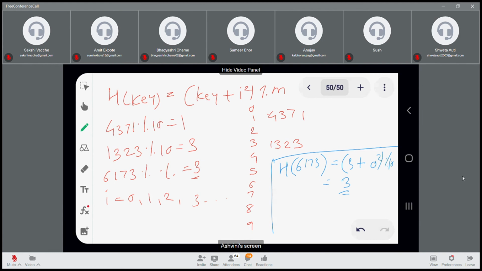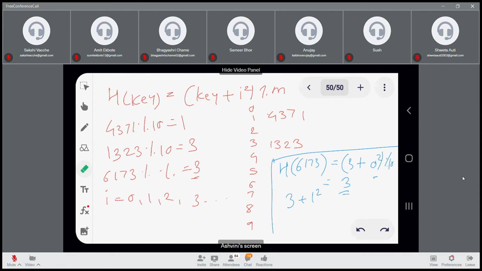So 3 is already occupied by 1323. So you cannot take the value of I as 0. So next value take as 1. So 3 plus 1 square mod 10. 3 plus 1 square is 3 plus 4, that is 4. 4 mod 10 is 4. So 4 index is empty. That's why you can place 6173 at index 4. Got this?